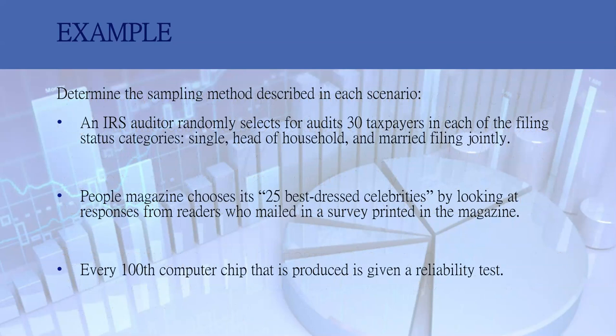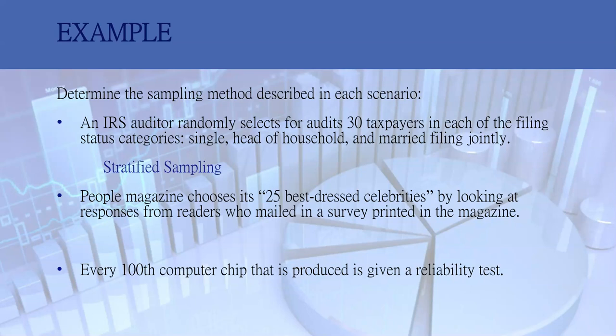Okay, so now let's determine the sampling method for these examples. An IRS auditor randomly selects for audits 30 taxpayers in each of the following status categories: single, head of household, and married filing jointly. In the case like this, you have different subgroups, so that's stratified.